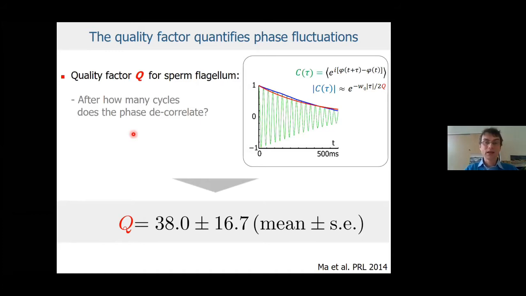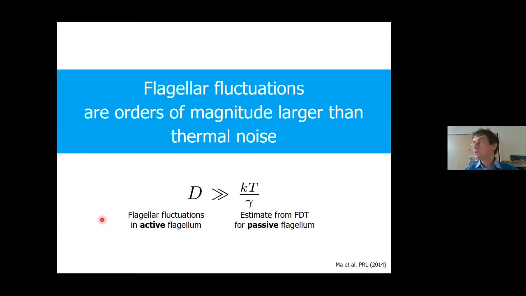And for an atomic clock, you find Q factors on the order of 10 to the power of 8. But for a bull sperm flagellum, we measured a value of around 40. And this characterizes the phase speed fluctuations of flagellar beating. And now you may ask, where do these fluctuations that we observe in the experimental data come from? Could it be that we are just looking at some thermally excited fluctuations? Could this be just thermal noise?